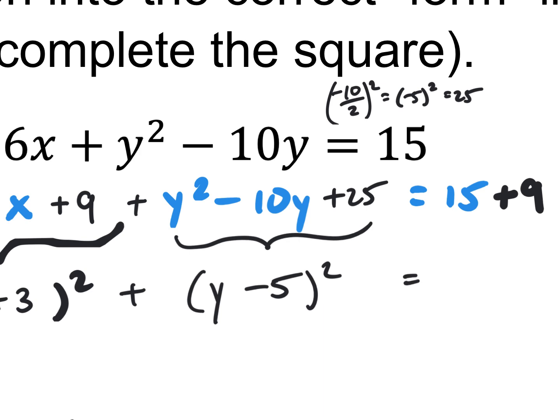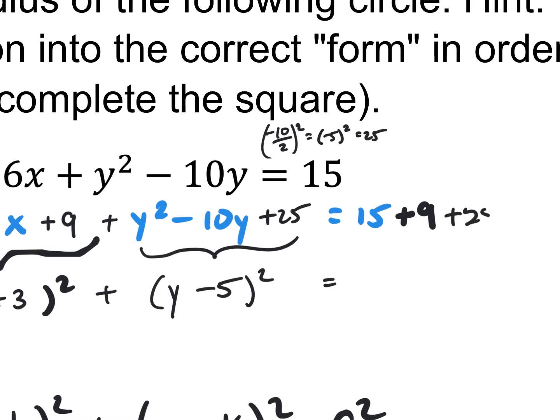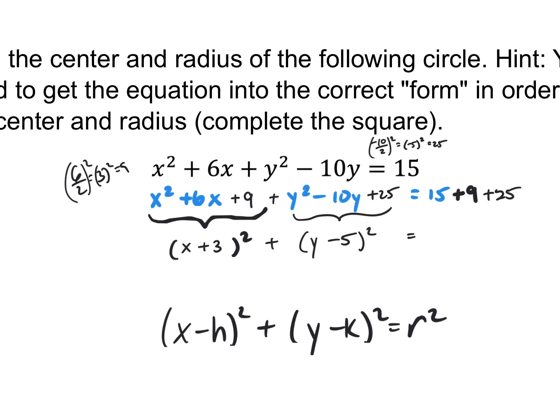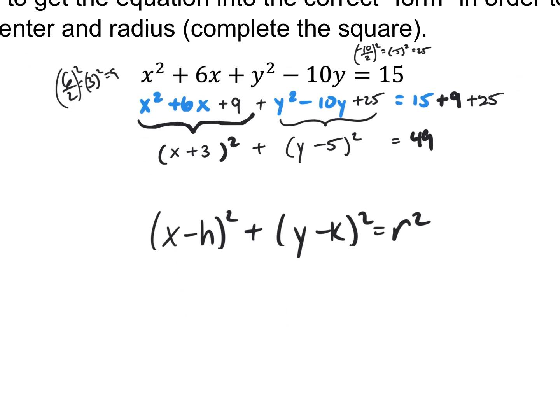I did add 25 on the left-hand side along with that plus 9 from the first one, so I'm going to have to add another 25 to this side here. So in total, the left-hand side changes to these binomial squares, x plus 3 squared and y minus 5 squared. The right-hand side is a 15 plus a 9, which is a 24, plus a 25, which is a 49. And so now it's in the correct quote-unquote form, and you can see things a lot clearer.